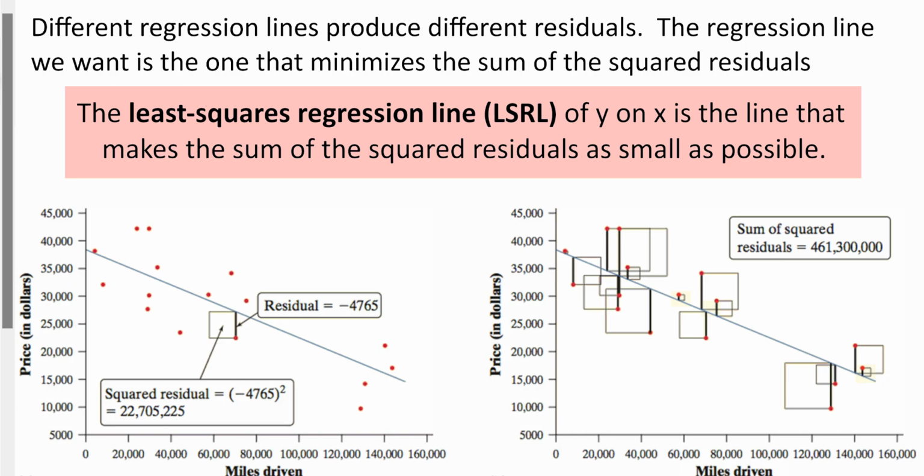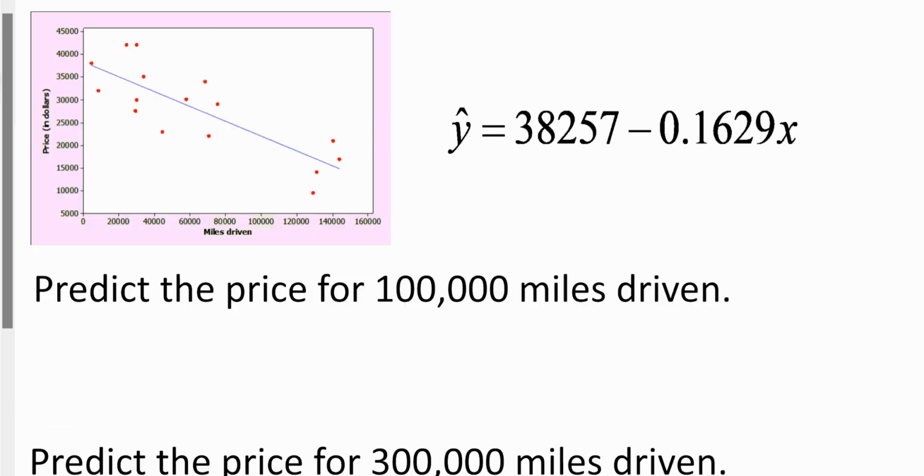And that's what we're going to be working with. That's what you're given in your calculator when I showed you before how to do that. That's what we're going to be working with, the least squares regression line, LSRL. So let's go back to that least squares regression line.